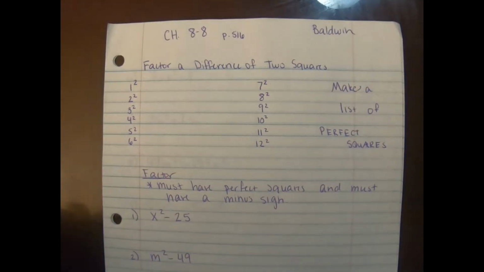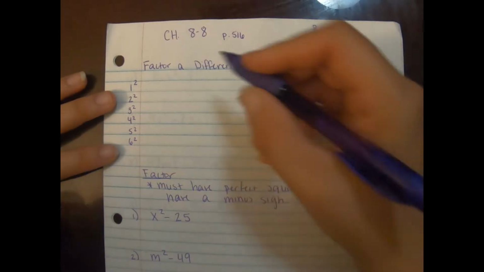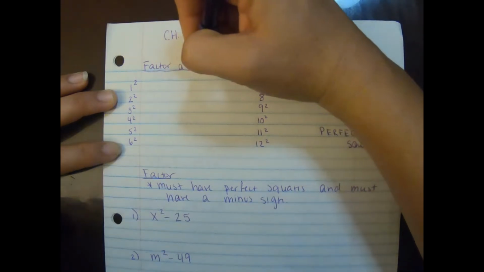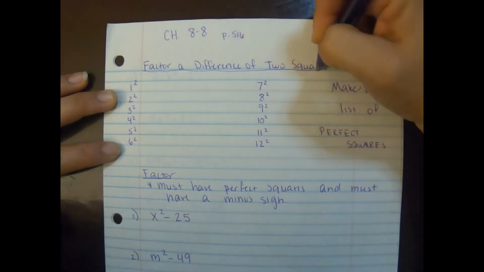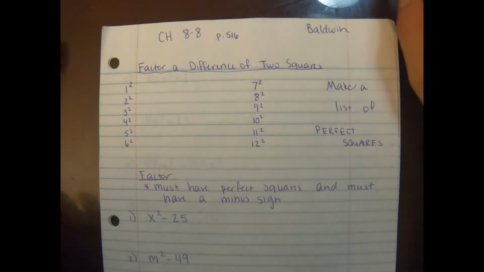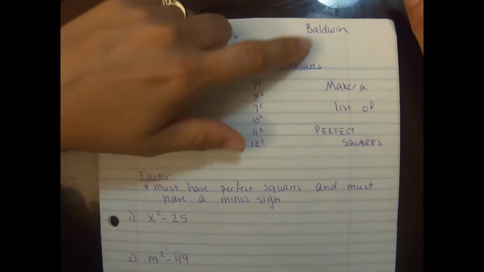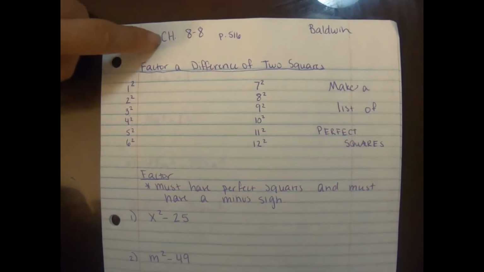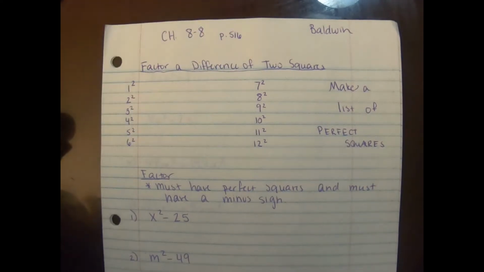Alright, so the first thing you want to do, and I didn't do typed out notes because I got a lot of messages saying that you didn't have a printer and you were going to do it by hand, so I thought, hey, this week let's just do them all by hand. So the first thing you want to do, put your name, put the heading, factor a difference of two squares. You can note what chapter it is and what page, and always, pause the video.